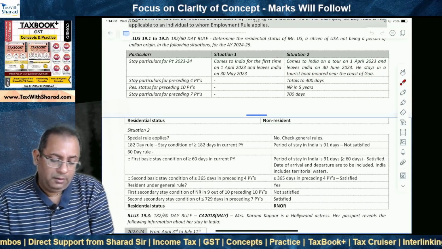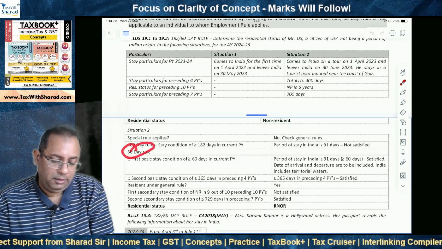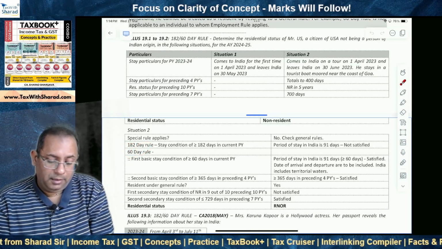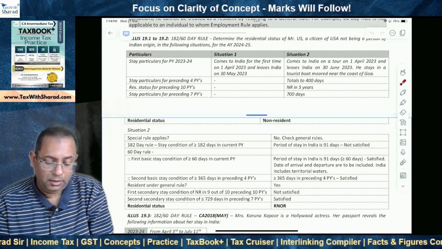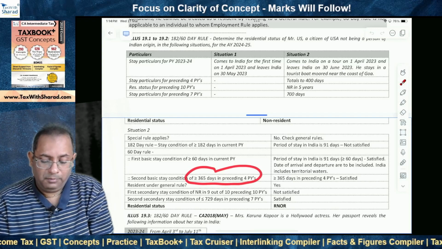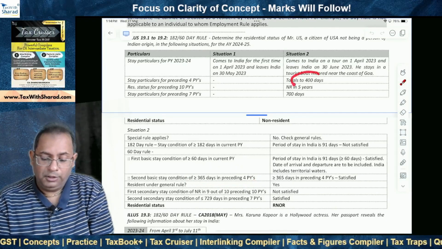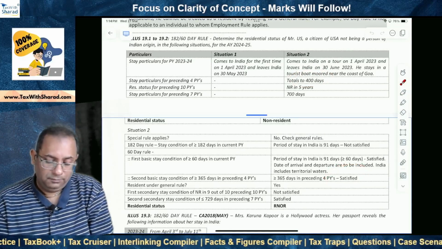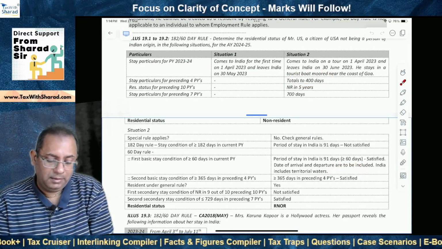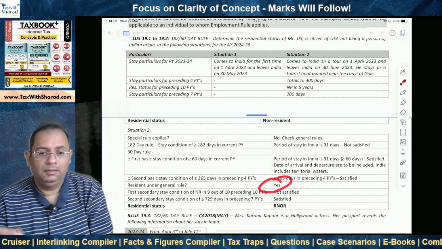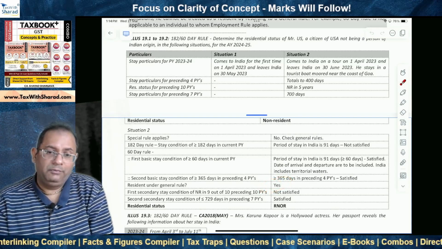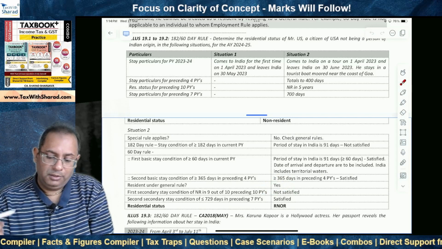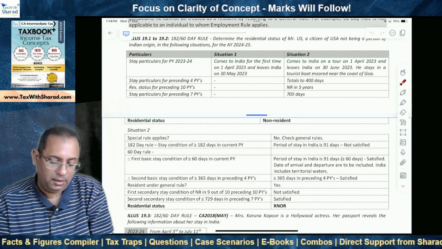Okay, the second basic stay condition under the 60-day rule is 365 days or more in the preceding 4 previous years. In the question it is given it was 400 days, so this is satisfied. So is he a resident under the general rule? Yes, under the 60-day rule. Next, we need to check whether Mr. US will be ROR or RNOR.